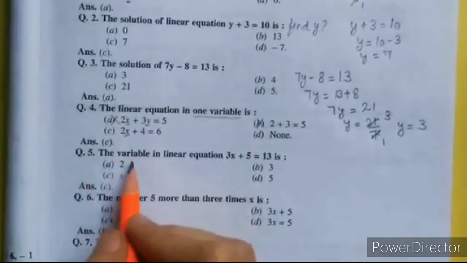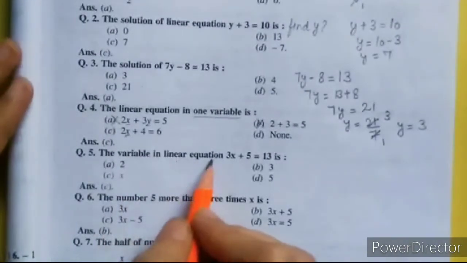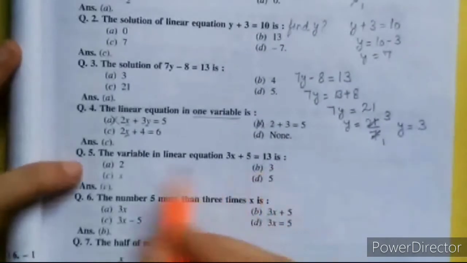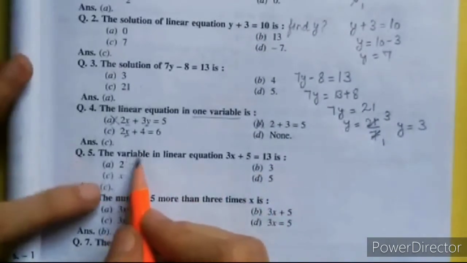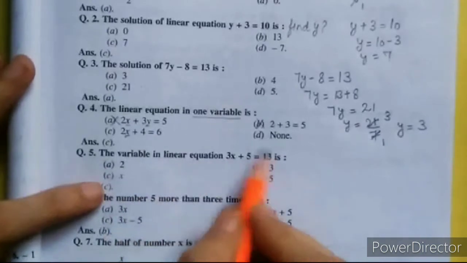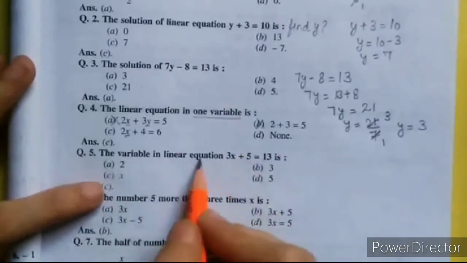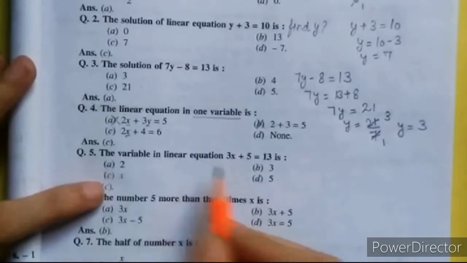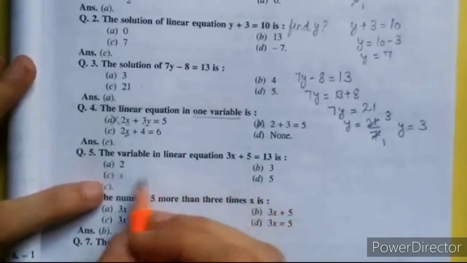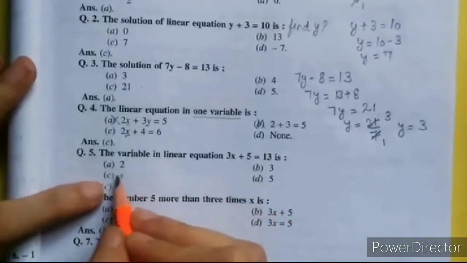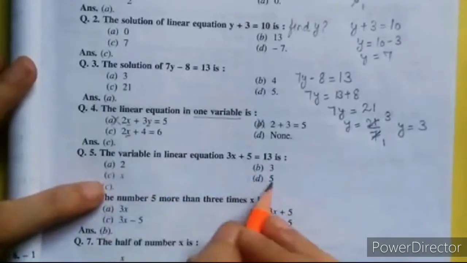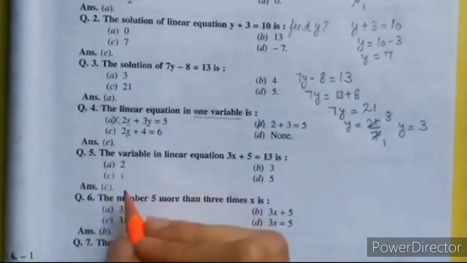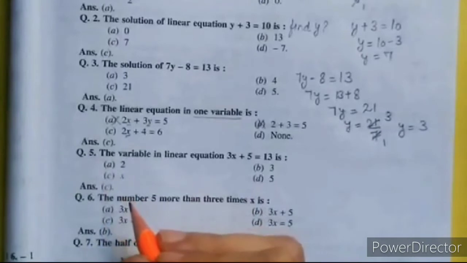Fifth question. The variable in linear equation 3x plus 5 equal to 13 is. They are asking to find the variable. What is the variable in this equation? No need of finding the value. Just find what is the variable in this equation. x is the variable in the equation. Therefore, option C is the right answer.